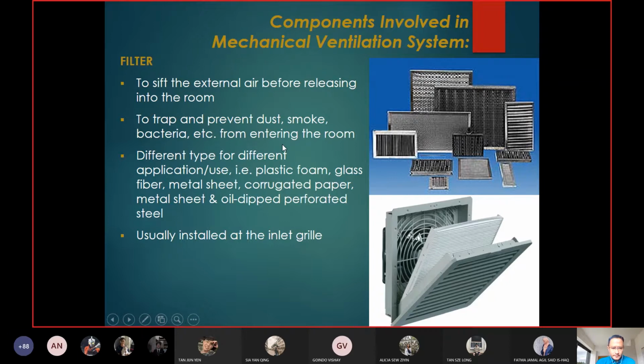Then different types of filters are used for different applications. There's plastic foam, glass fiber, metal sheet, corrugated paper. You can see here there are different kinds of filters for different functions. They are usually installed at the inlet grill. So the air from the outside coming in here is filtered first before it is blown into the space.